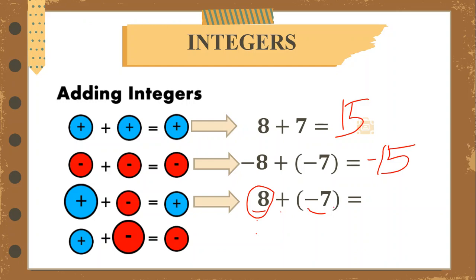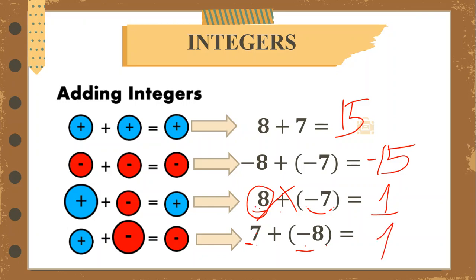So 8 plus -7, or cancel. 8 minus 7 is 1, and a positive 1 because it is bigger. So next is 7 plus -8. Are they the same or different? Okay, correct. They have different signs. And what will we do? Will we add the two numbers, or minus? Okay, we will minus. So 7 minus 8 is equal to 1, and the sign we are going to follow is negative. So -1.